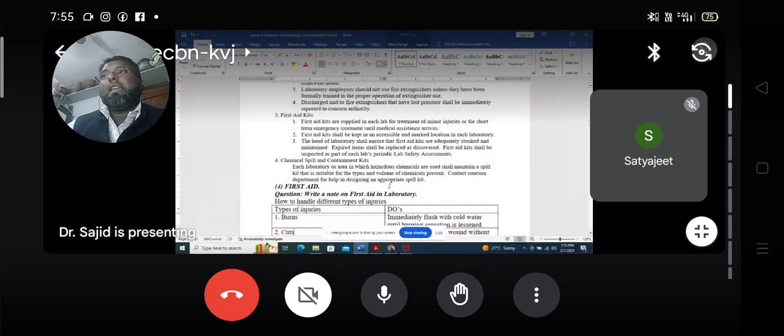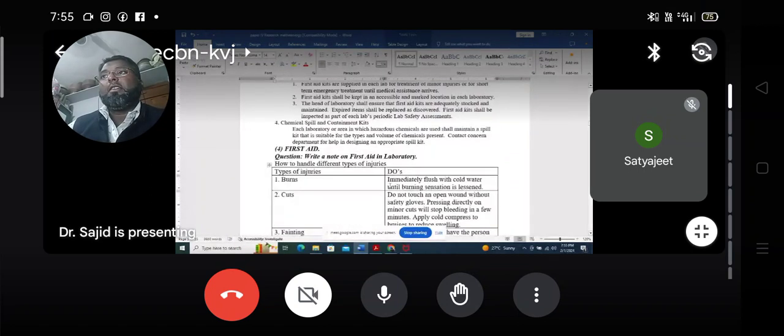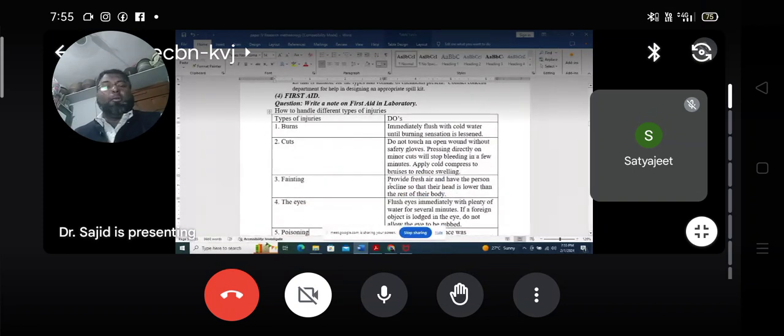These are the equipment required in your lab. Then one of the questions is: write a note on first aid in the laboratory. See, whenever small-scale injuries happen in your lab, you have to handle them on your own by consulting with the lab supervisor or the head of the department.